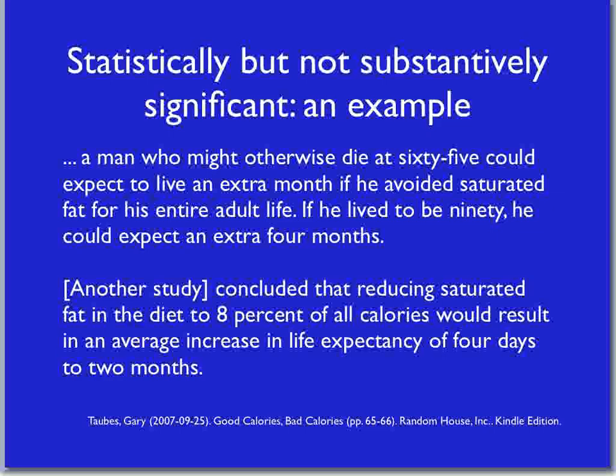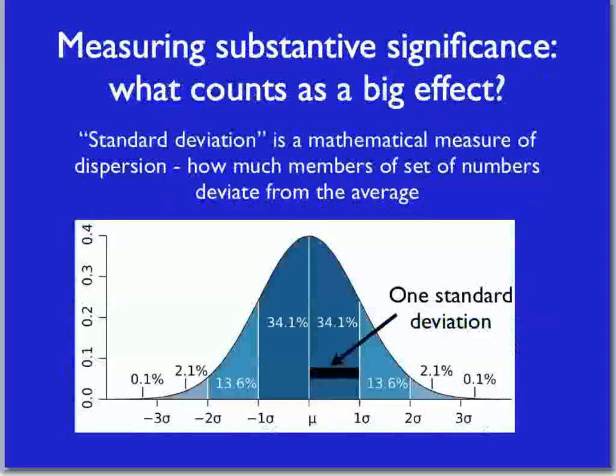And anytime you see somebody say, well, there is a statistically significant link between X and Y, remember, that doesn't mean it's important at all. It doesn't mean it's large at all. All it means is it's not an accident. Now, you might wonder, how are we going to measure substantive significance in a statistical study? How are we going to decide what counts as a big effect?